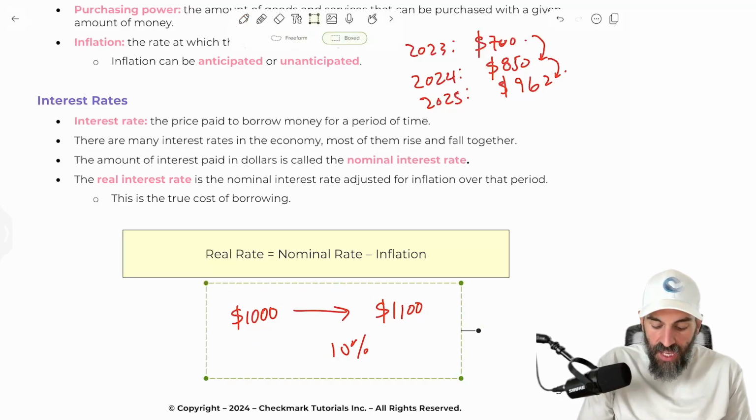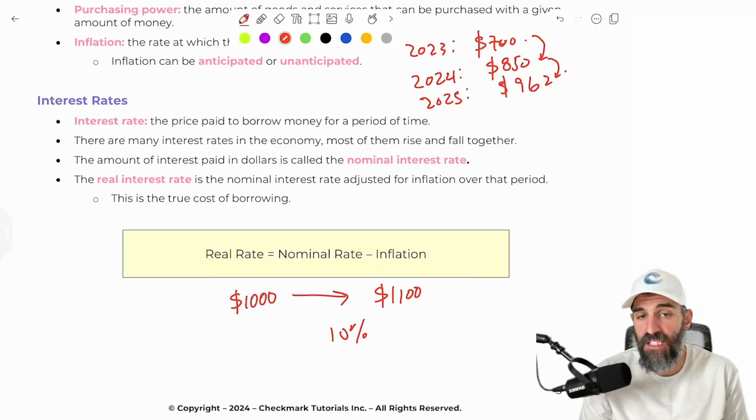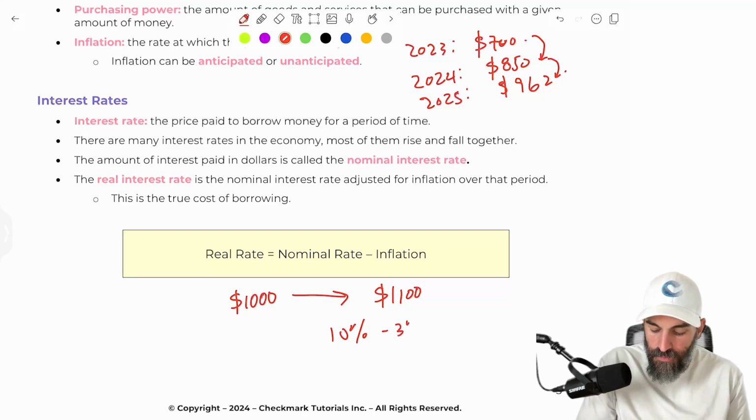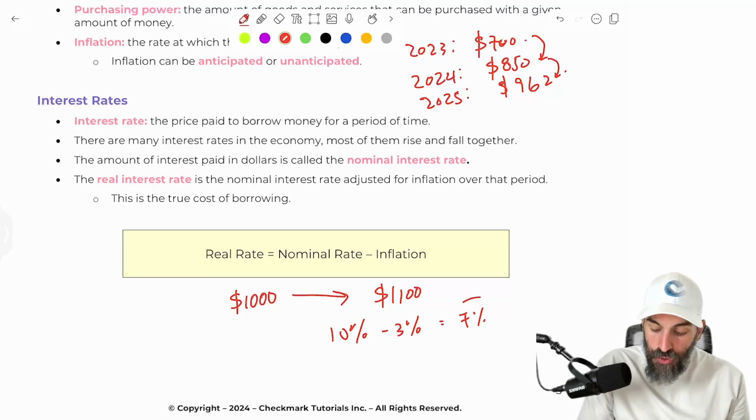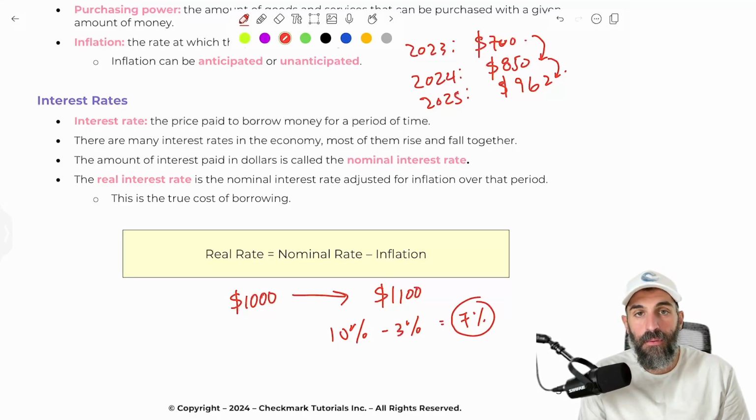Because during this time, if we had inflation of 3%, then you didn't really make 10%. Although you have 10% more in dollars, your purchasing power is not 10% higher. Let's say inflation was 3%. Well, I would remove 3%, and in real terms, you made 7%. Your purchasing power increased by 7%. Now, that is if you're the one who's earning this money. There's many different ways to interpret it. If you're the one borrowing, we call this the true cost of borrowing. So maybe you're paying 10% in interest, but because of the inflation, in real terms, it only costs you 7%.